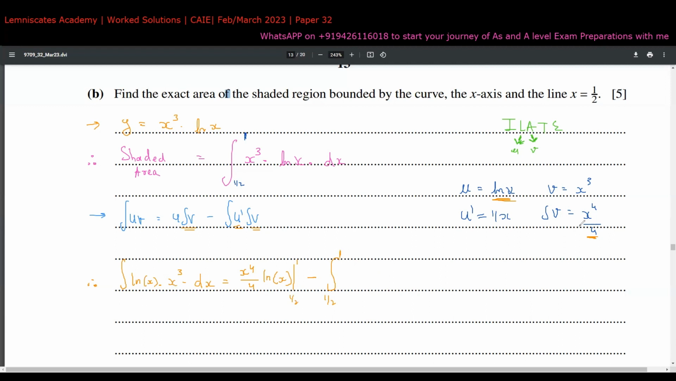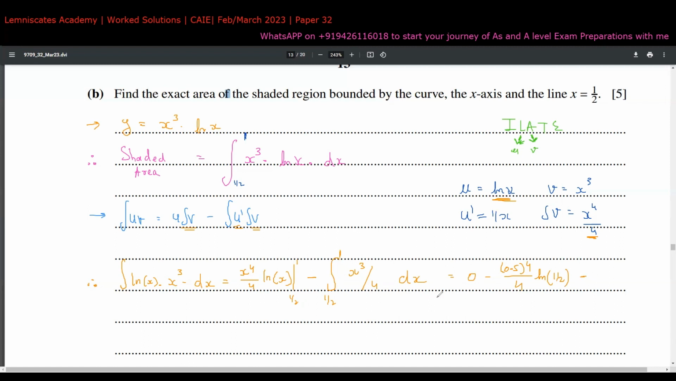That becomes 1 by x into x square by 4. So that x and that x cancel out. We are having x cube divided by 4 dx. And if you solve this further, over here you will be having 1 by 4 ln of 1. So that's basically 0, ln 1 is 0. Minus x by 4, that is 1 by 2 to the power of 4, 0.5 to the power of 4, divided by 4 ln of half. Okay, that's the thing that we are having from the first part.